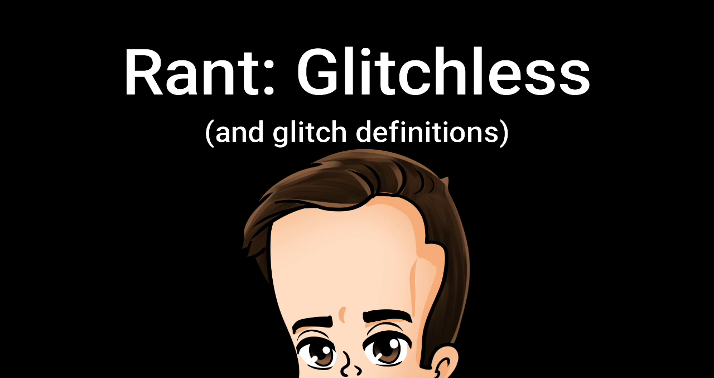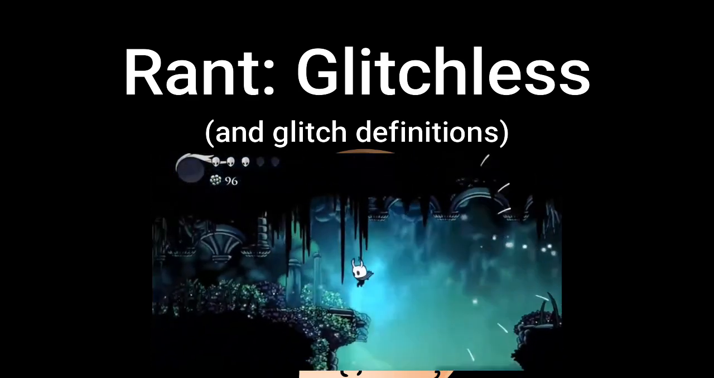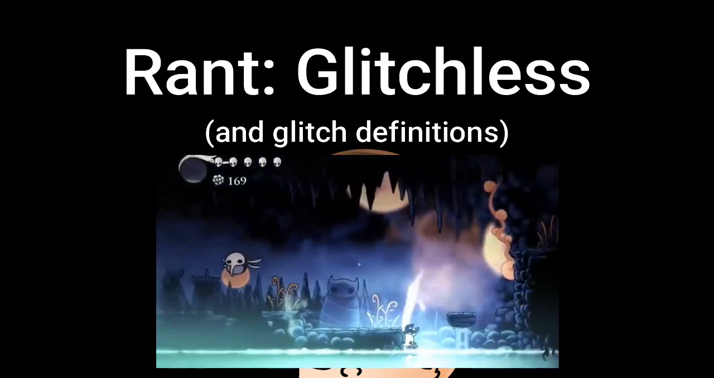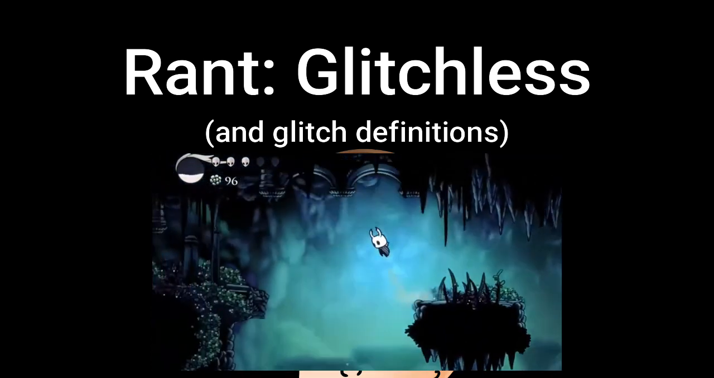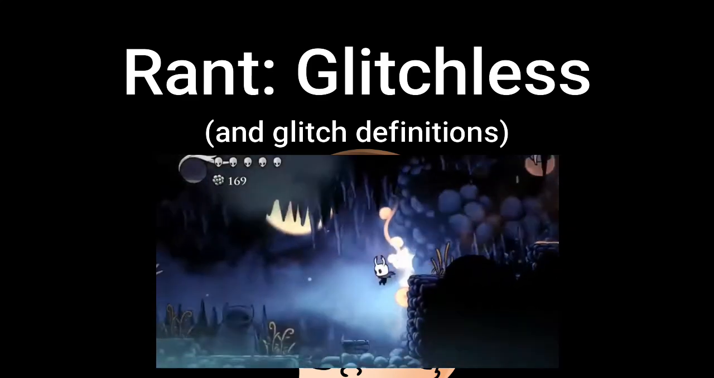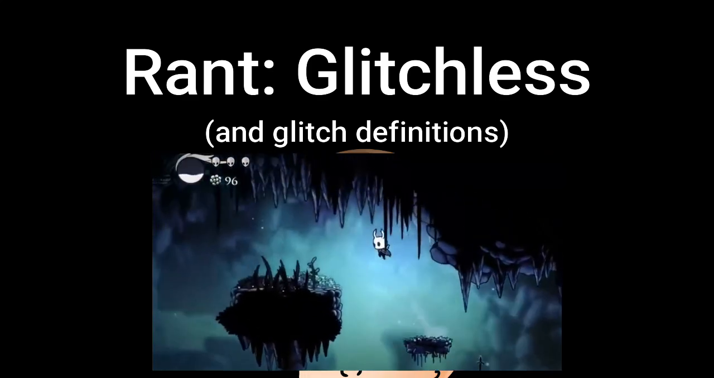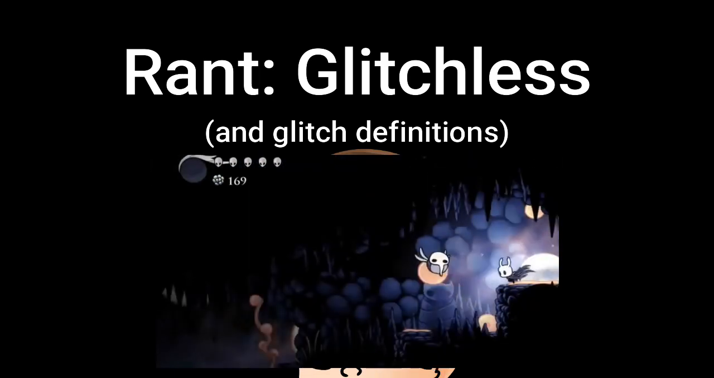Fireball skips and acid skips. Let me see if I can pull up an example of these two. Okay, yeah, here you go. As you can see with both of these, they are technically using mechanics of the game that are in the game. However, any of you who have actually played Hollow Knight will be able to see at face value that it is definitely not developer intended. Using the logic I just described, both of these would be considered glitches.